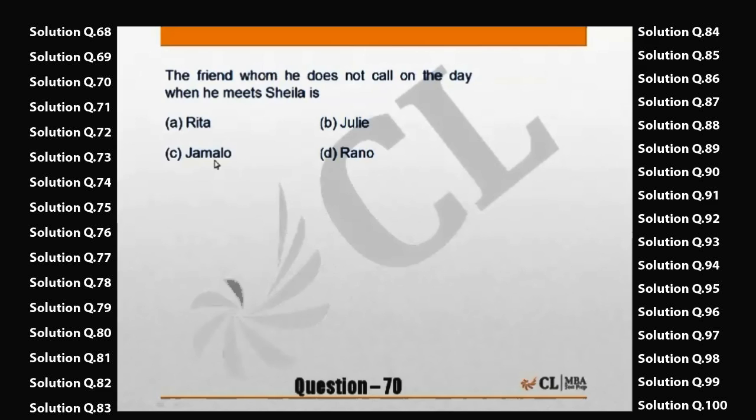The friend whom he does not call on the day when he meets Sheila, he meets Sheila on Monday and does not call Rano on this day. Answer is option D. The day on which he meets Rita is, he meets Rita on Tuesday, can be clearly seen from the table.